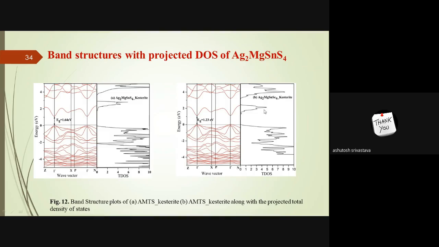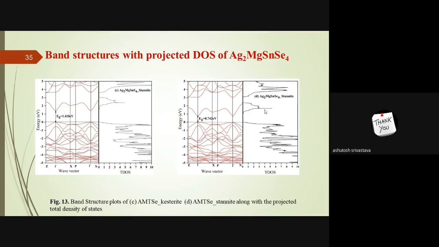As I have told, this material exists in two forms, kesterite and stannite, and it is the same, stannite and kesterite, for sulfur and selenide. We found that the band gap is far better; here it is 1.418, which is very good to be used as a solar cell material. So this material can be used as a supplement to the well-established CZTS material.